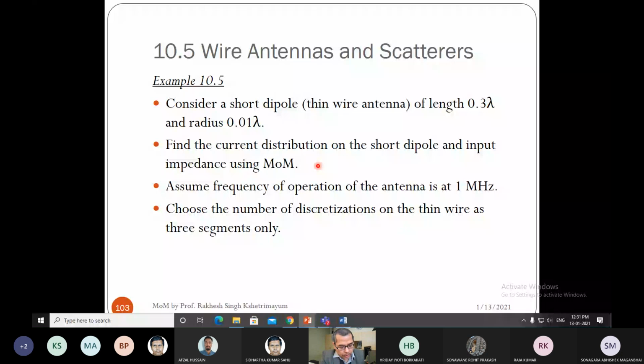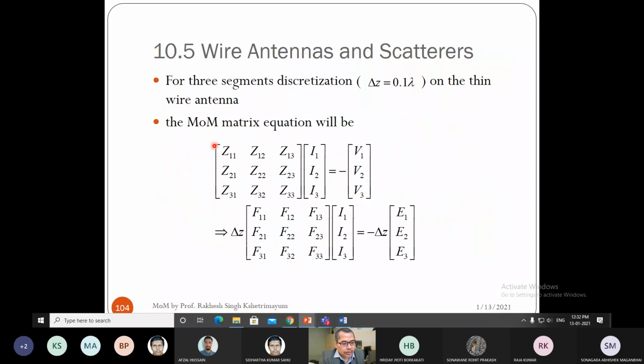So S11 is the parameter we need to find, which is basically the reflection coefficient at the input point of the antenna. That is port 1 of the antenna. So we can find out the scattering parameters once I know the input impedance of the antenna. You can assume the frequency of operation is around 1 megahertz, and the number of subsections on the wire is only 3. So if it is 3 segments, we'll have a 3 by 3 matrix. So things become very simple. The Z matrix will have only 9 components, Z11, Z12, Z13, and so on. The I vector will have I1, I2, I3, and B1, B2, B3.